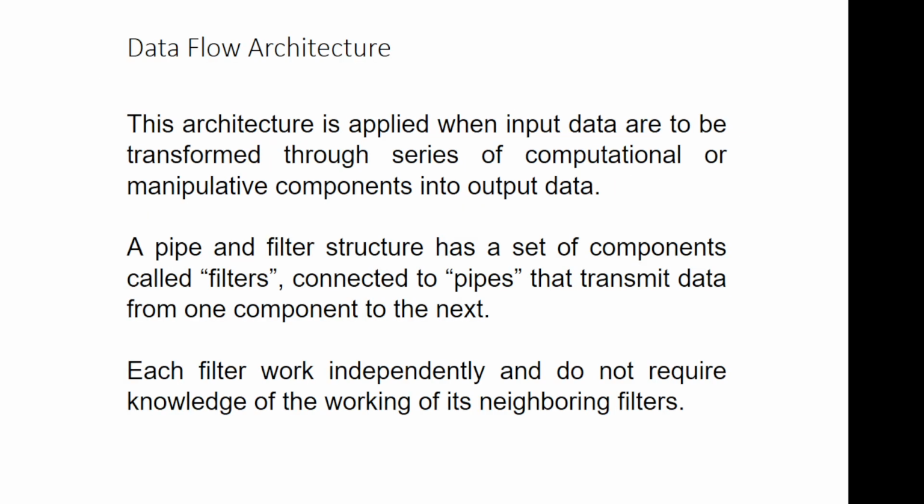The next is called data flow architecture. In data flow architecture, the architecture is applied when the input data are to be transformed through a series of computational or manipulative components into output data, right? And it follows a pipe and filter structure that has components called filters connected through pipes that transmit data from one component to the next. Each filter works independently and does not require knowledge of its neighboring filters.